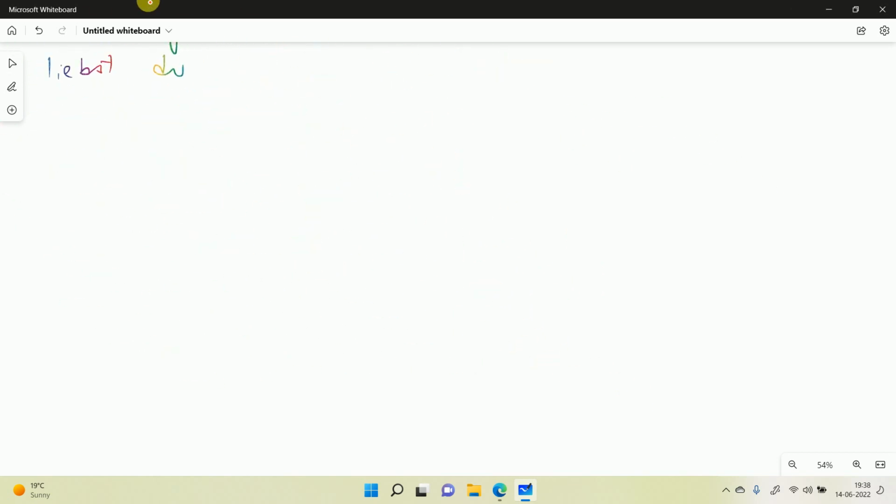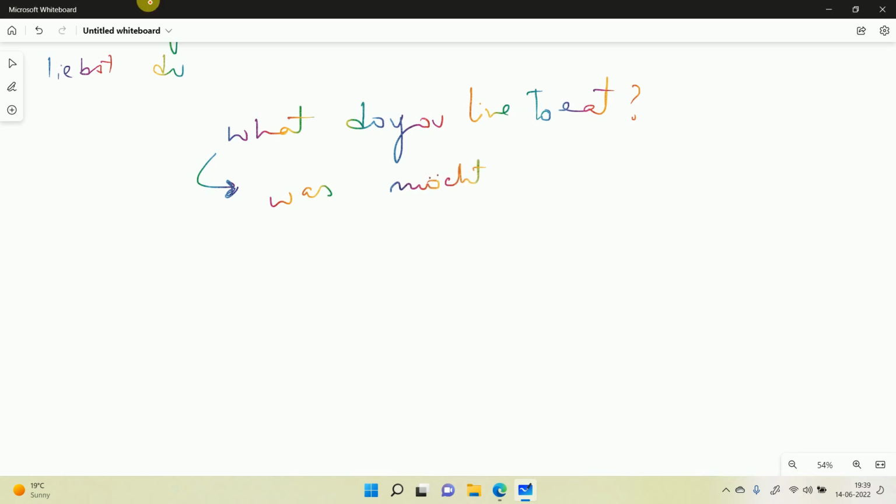Then, what do you like to eat? Shivan, can you give it a try? Was möchtest du essen? Yes. Möchtest du essen. Perfect. It can also be was isst du gern, right? Yeah, perfect. That is also right. Was isst du gern? That is also right. And this is equally right.